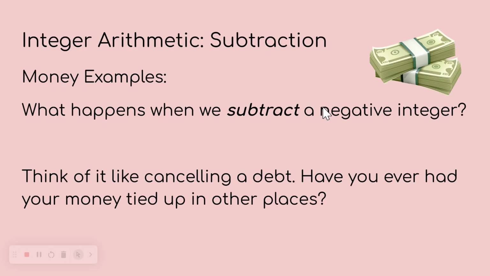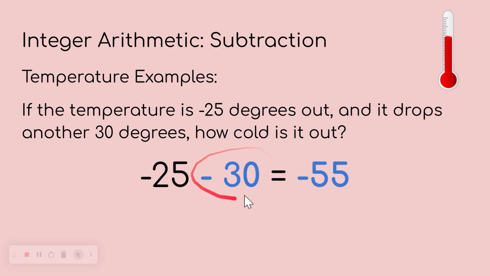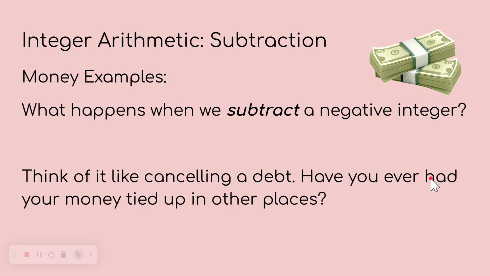And then what about when we subtract a negative number? We could see here that when we were subtracting a positive number, we're taking positive 30 away from negative 25. That's going to stay at negative 55. But what happens when we subtract a negative? So now I want you to think about a money context. One helpful way to think about it is like canceling a debt. And I'll show you what I mean in just a second.